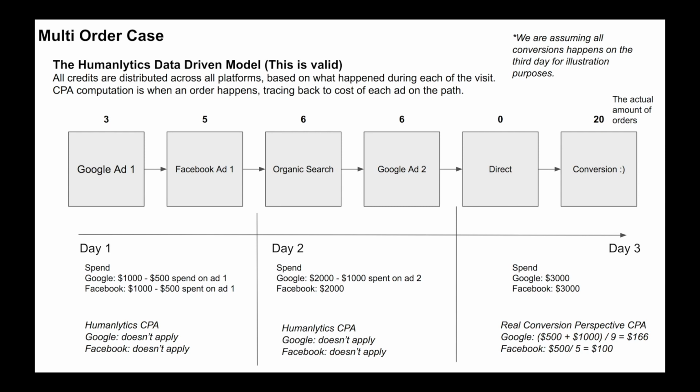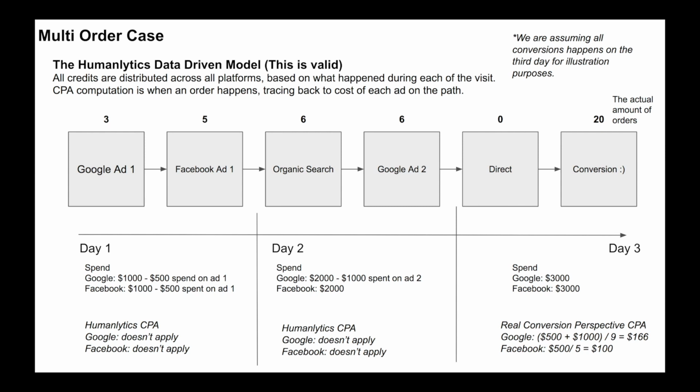So let's take an example. On day 1, Google Ad 1 cost $500 out of all the budget that you spend on Google on that day. And on day 1, Facebook costs $500 as well. So we consider cost at an ad level. We don't consider cost at an aggregate level. And on day 2, $1,000 is spent on Ad 2, and there's no Facebook, so we don't have to talk about that.